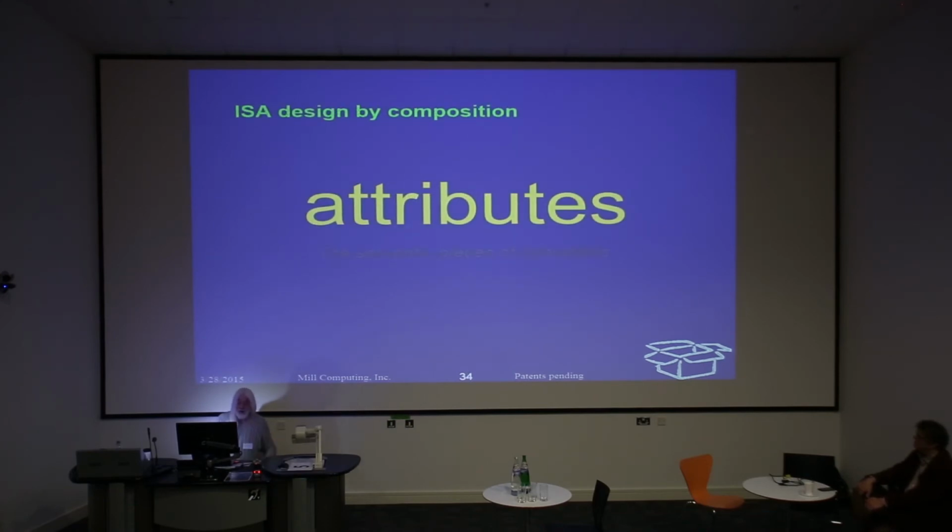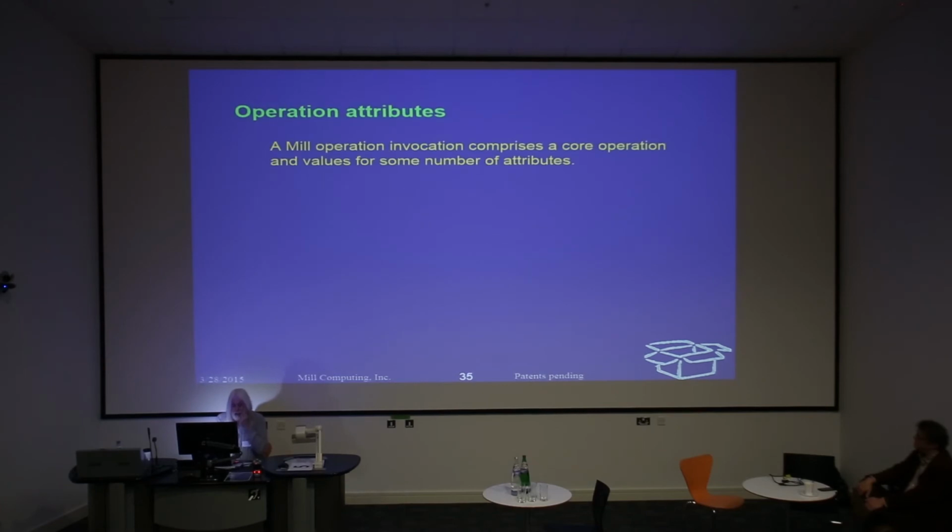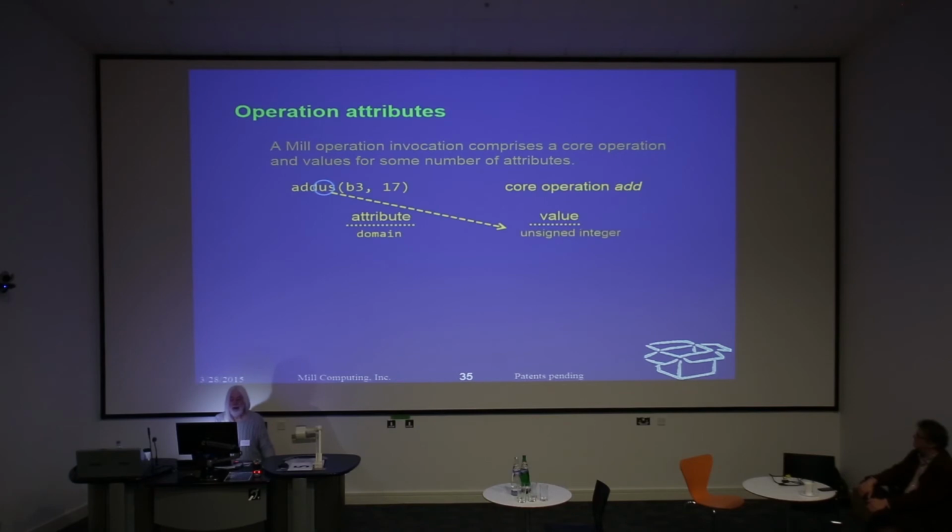Now, how do we do the specification? It's done by attributes. Each operation comprises a core operation and the values for attributes. Thus, if that is one of our operations, the ADDUS is, of course, the mnemonic, and B3 is the value from the belt. Think register 3, and 17 is a literal. The core operation here is add. So the attribute is that in addition to the core operation, one of those attributes is the domain. And the domain there is indicated by the character U, which says this is in the domain of unsigned integers.